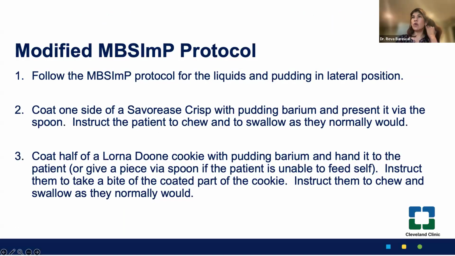So basically, a lot of times people ask me, well, how do you coat the pudding on the Savory's crispy melt? And basically, the way that Brian does it is he doesn't introduce the pudding until just when he's ready to introduce it into the mouth and present it to the patient. And he presents it on a spoon. So minimal manipulation, no fingers covering it, and gives the instruction to the patient to chew and swallow as they normally would. The same instruction that he gives for the Lorna Doone cookie.